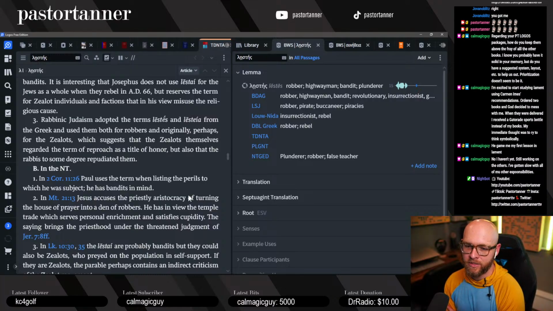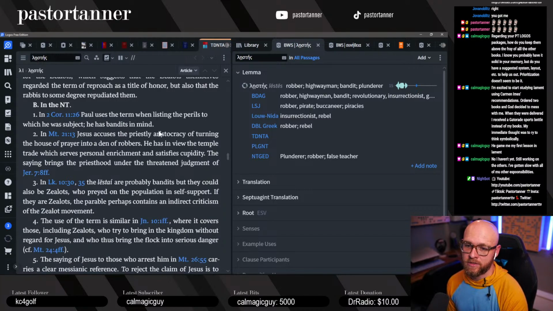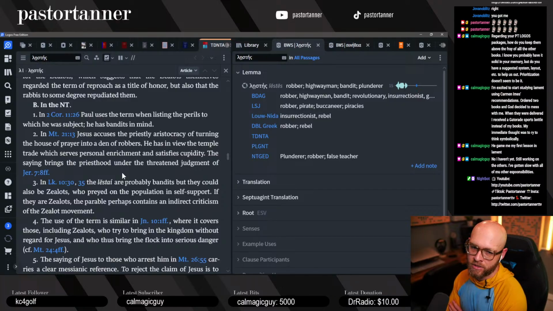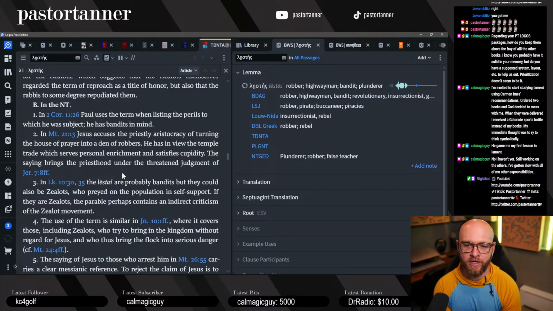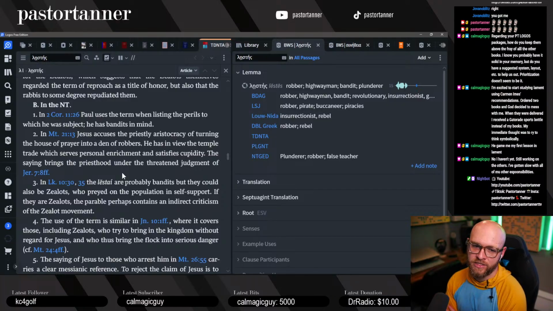In the New Testament, in 2 Corinthians 11:26, Paul used the term while listing the perils to which he was subject. He had bandits in mind, all right, and that's the only place outside the Gospels I think it's used. In Matthew 21:13, Jesus accuses the priestly aristocracy of turning the house of prayer into a den of robbers. He then has in view the temple trade, which serves personal enrichment and satisfies cupidity. The saying brings the priesthood under the threat and judgment of Jeremiah 7:8.